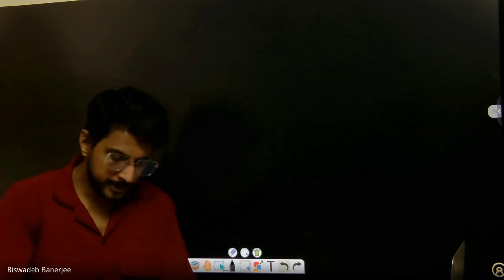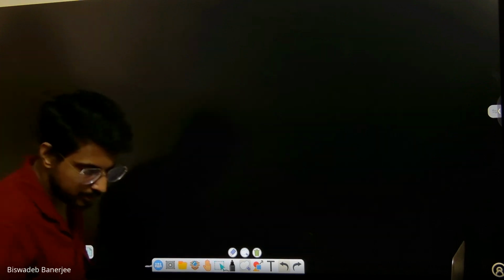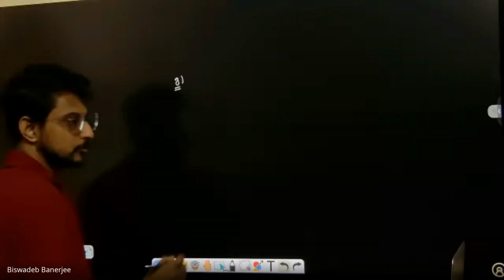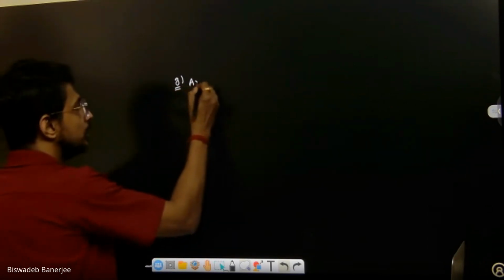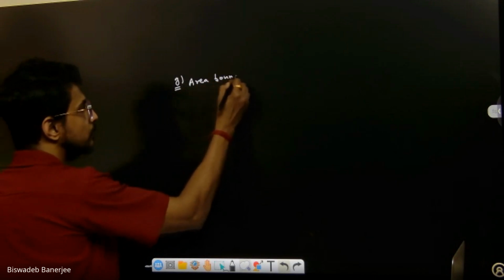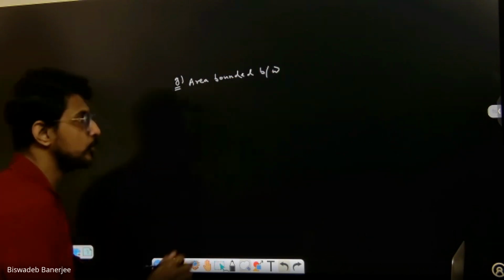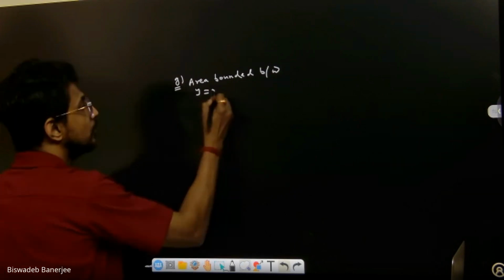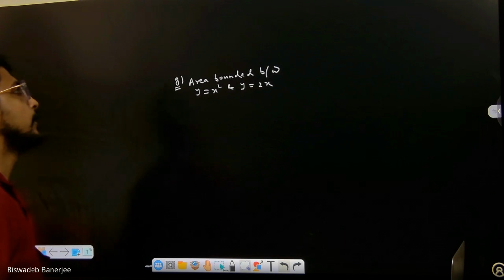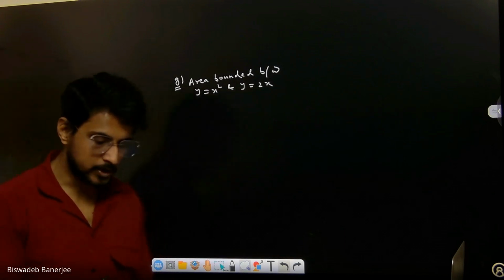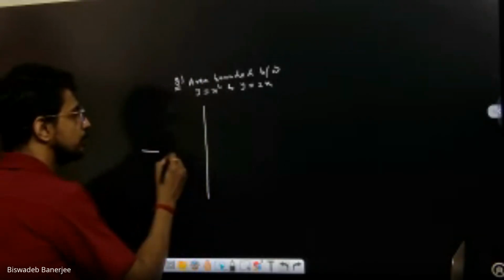Next question. It is question number G. G says you have to find out the area bounded between y is equal to x square and y is equal to 2x. Now, you have to find out the area bounded between these two. It's a very good question.